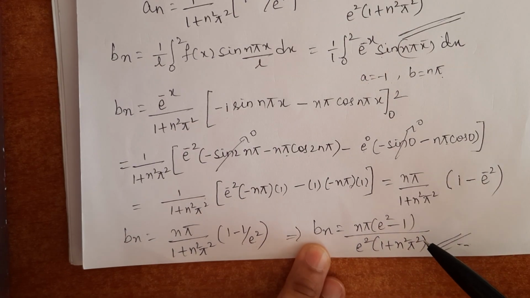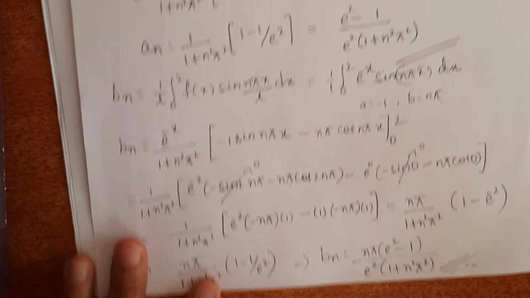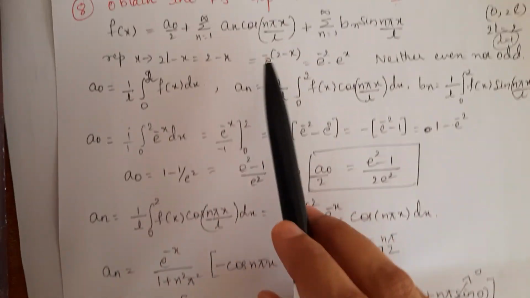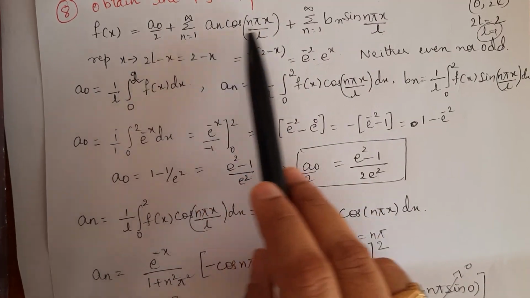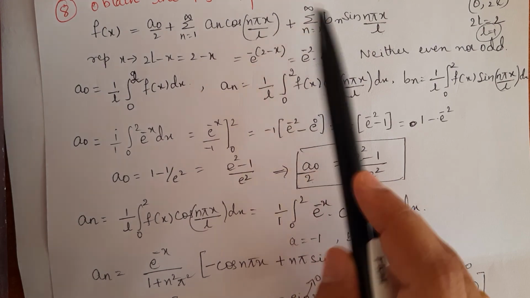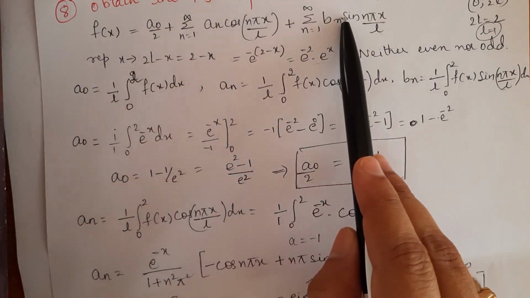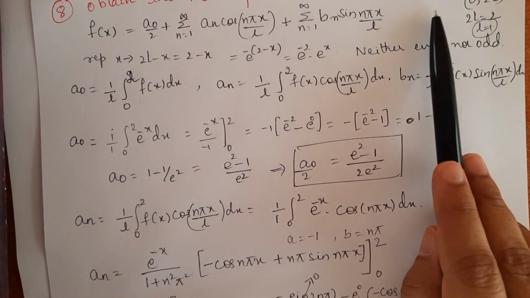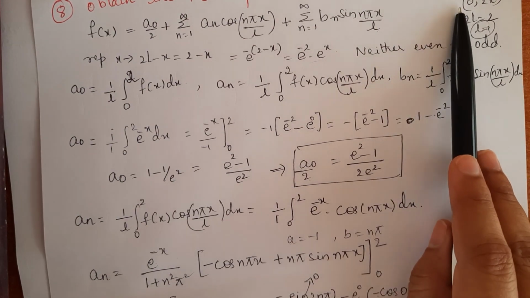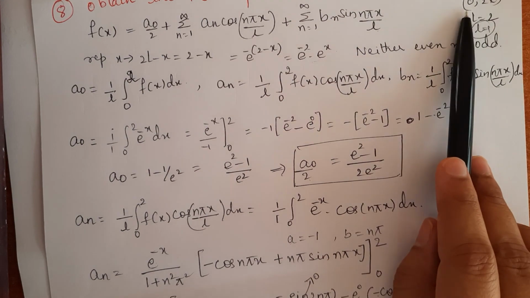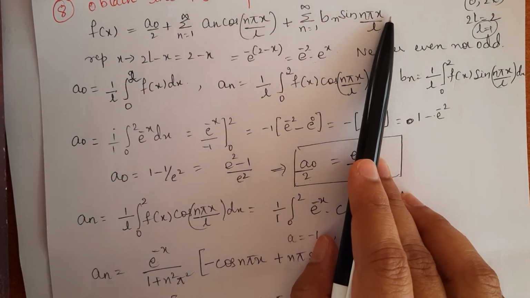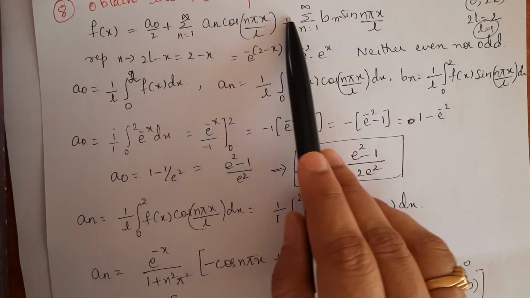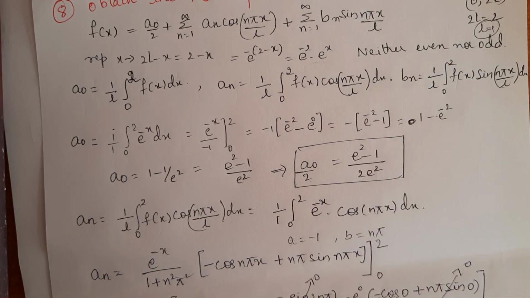I got A0, An and Bn. We should substitute in the Fourier series expansion. Since the function is neither even nor odd, we should find out all the three coefficients. Even in case of 0 to 2L or 0 to 2 pi or minus pi to pi or minus L to L, if the function is neither even nor odd, we should calculate all the three coefficients. With this, problems on Fourier series is completed.